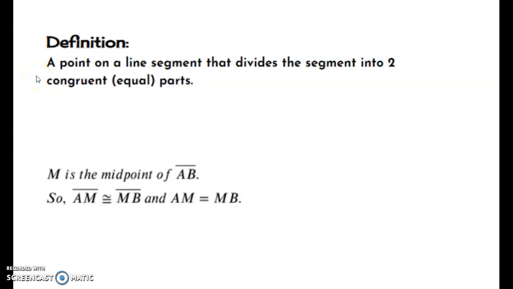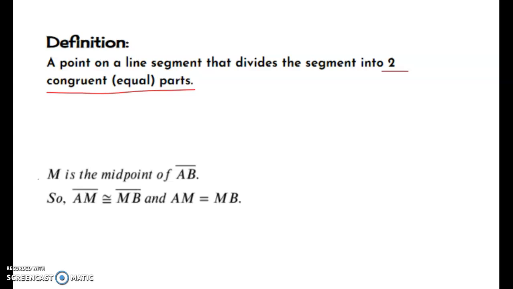Okay, so in our foldable, that was segment addition postulate, midpoint, and segment bisector. We're working on midpoints, so we're in the middle portion. On the definition, a midpoint is a point on a line segment that divides the segment into two congruent parts. So I would just underline that. You've got two congruent or two equal parts. That is when it says midpoint.